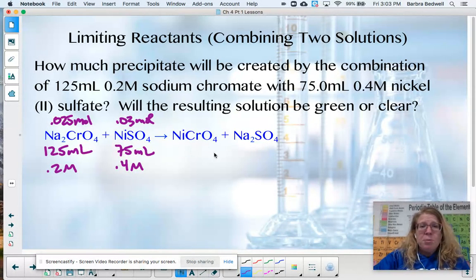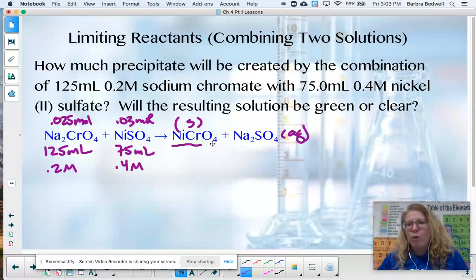You also need to know which one your precipitate is. It doesn't say, so you've got to use your solubility rules. I know from NaCl that sodium compounds are never our precipitates, so this one's got to be aqueous. If we have a precipitate, it's going to be this one, so this is going to be our solid. This is actually the stuff that we're looking for. That's the goal that we're trying to get to.